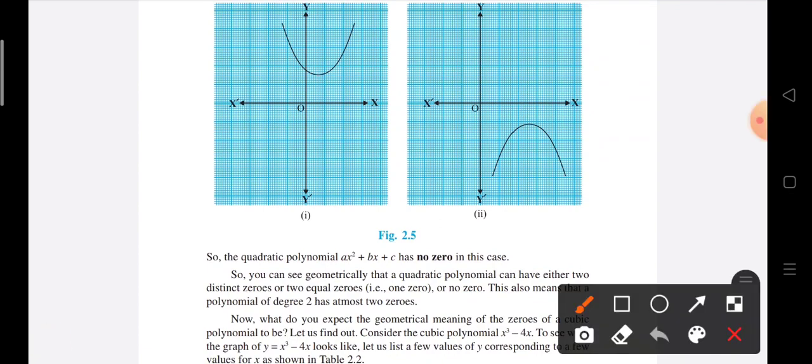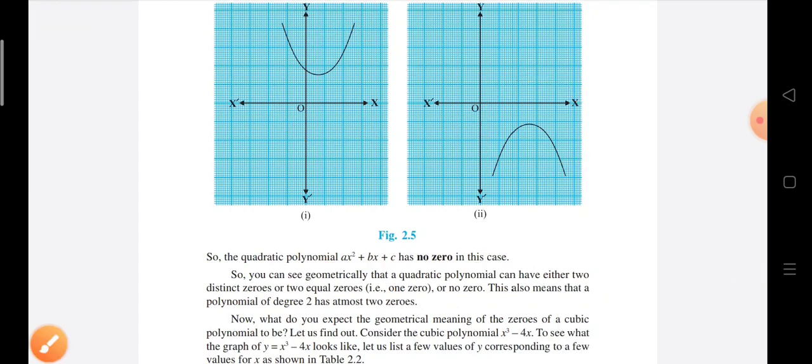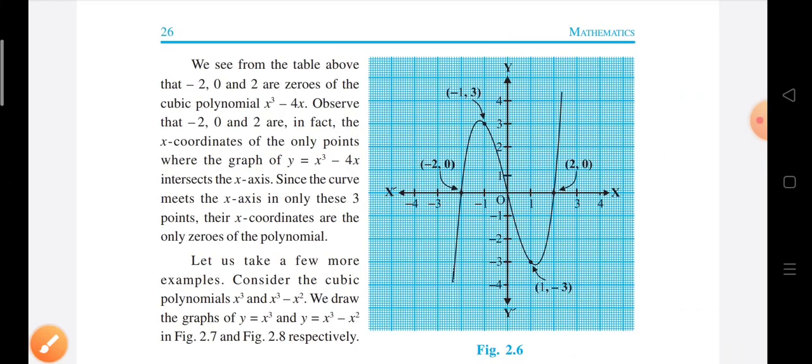Now here you can see that this equation doesn't have any zero because it is not cutting the x-axis at any point. Are you able to get this? Here the x-axis is not cut by the graph, so this quadratic polynomial has no zero in this case. Clear? It means a quadratic equation can have at most two zeros, and it can also have no zero, one zero or two zeros, that we have seen.